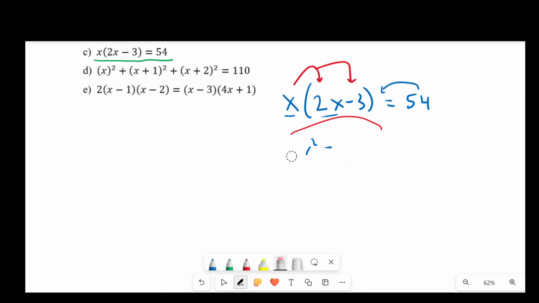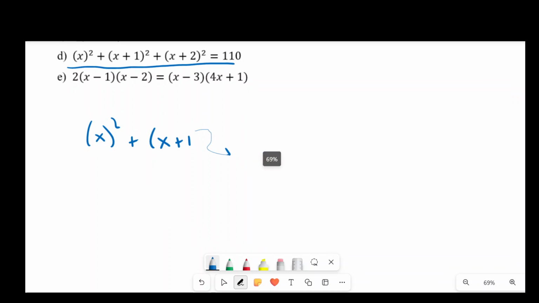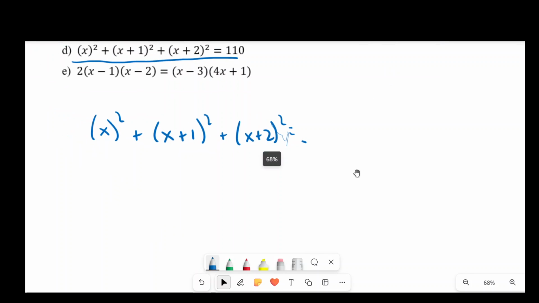Okay, so let's look at question D. D has a bunch of things with brackets and squares on the left. Oops, sorry. That's my writing implement. Just messed up. Okay. Plus x plus 2 squared equals 110. So clearly I have some brackets to expand on the left, and then some terms to collect, I bet.